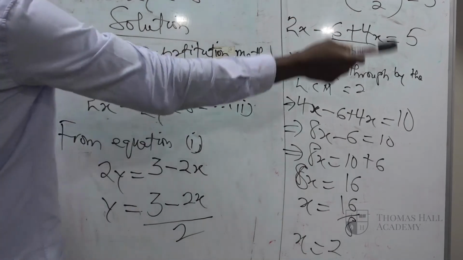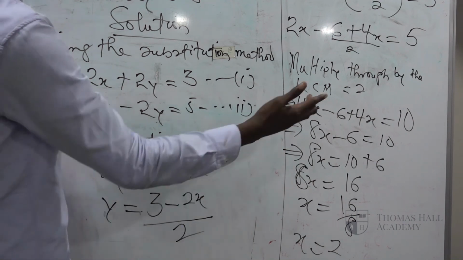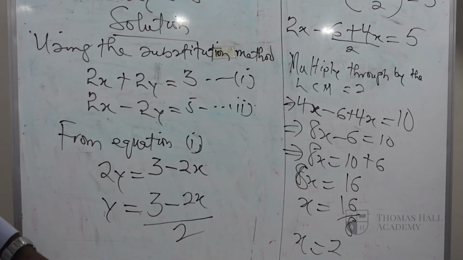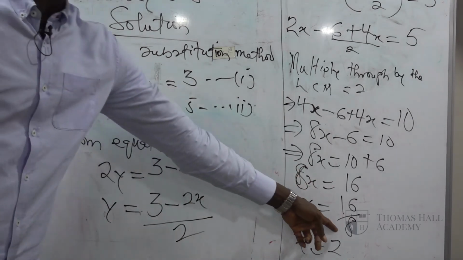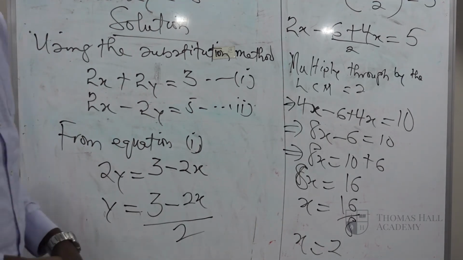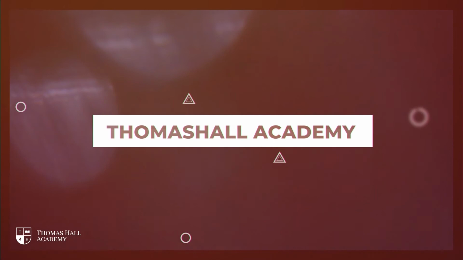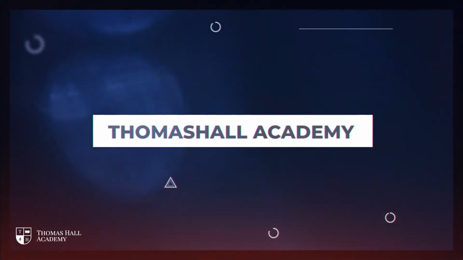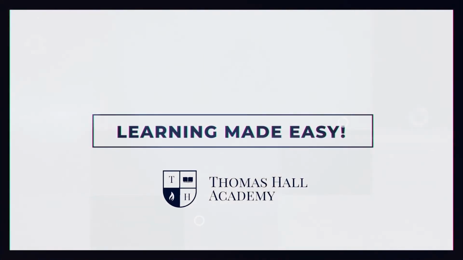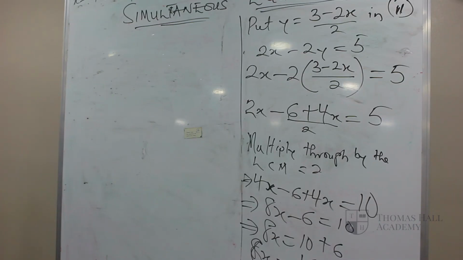Minus 6 crosses to the other side because we are collecting like terms. It crosses the equality sign, which I always call the red C, and becomes plus 6. So 8x equals to 16. Value of x equals to 16 all over 8. So 16 over 8 gives us 2. We have gotten the value of x. Now let's look for the value of y. We've gotten the value of x already to be 2. Let's look for the value of y.